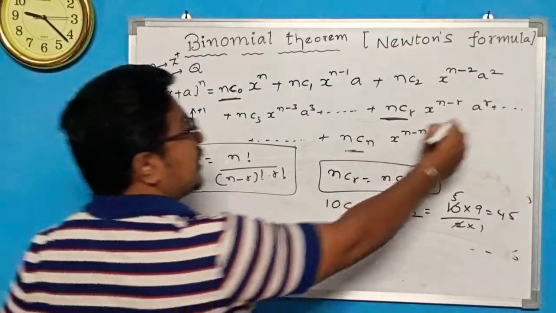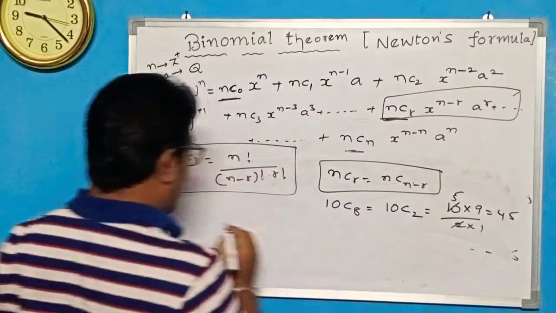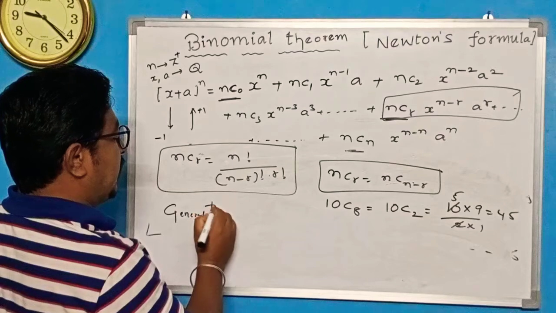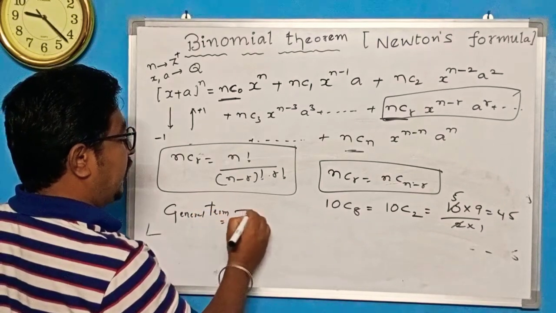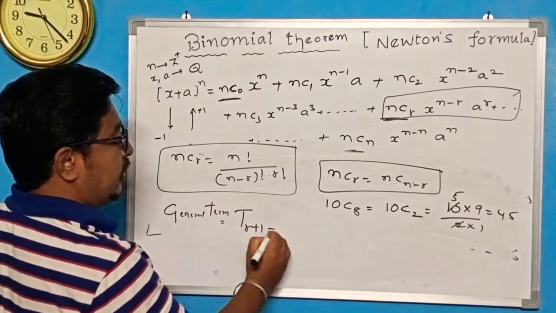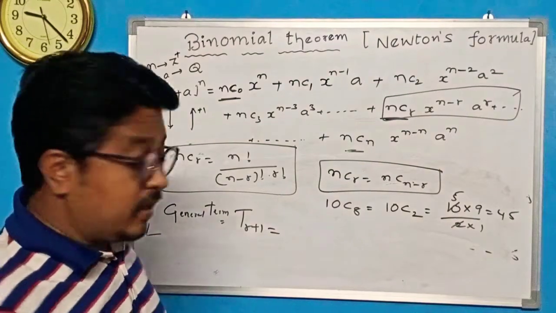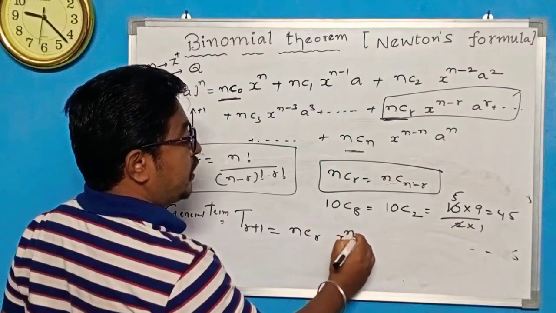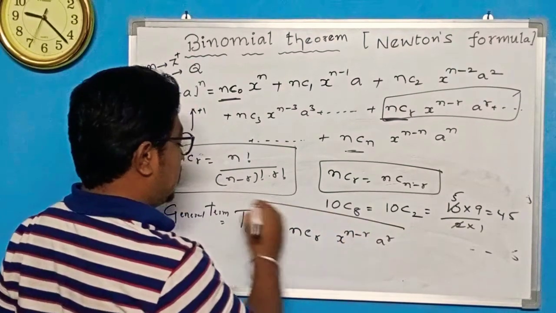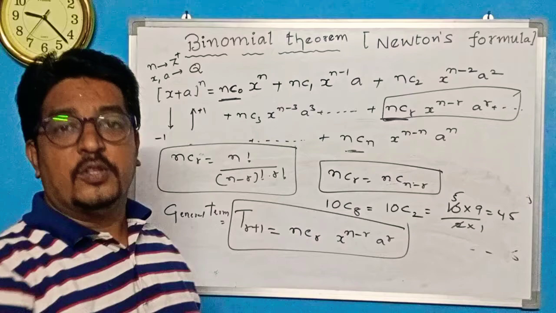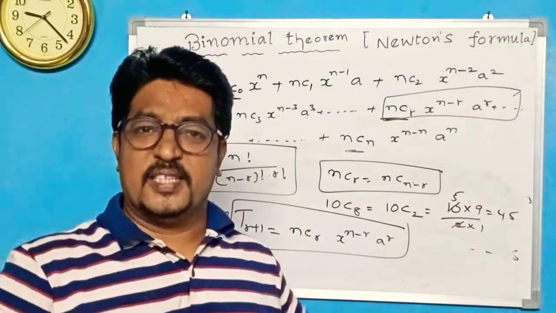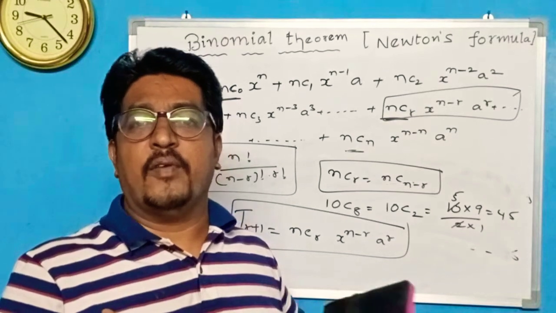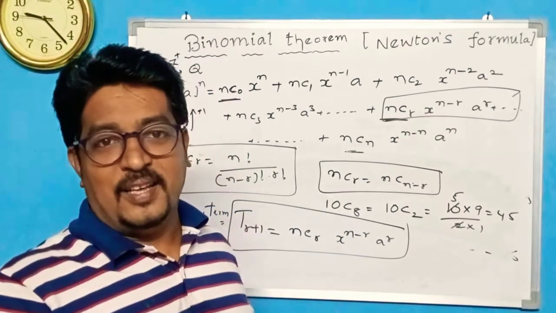Next, what is this term called? This is called the general term. The general term is called T(r plus 1). T(r plus 1) is nothing but nCr x power (n minus r) a power r. This is the formula for the general term. So this is the binomial concept. We can discuss the total binomial concept; we have different types of concepts. Okay, so this is the binomial theorem concept.